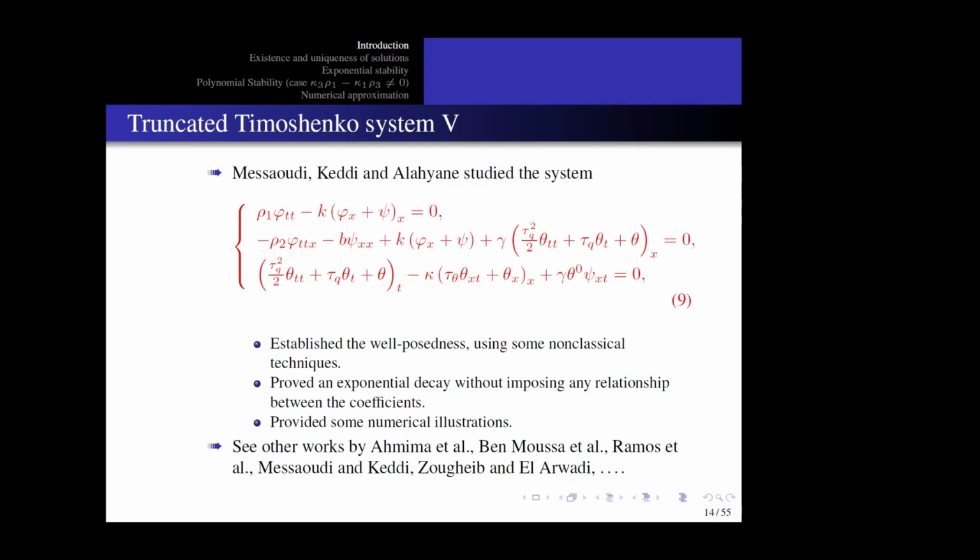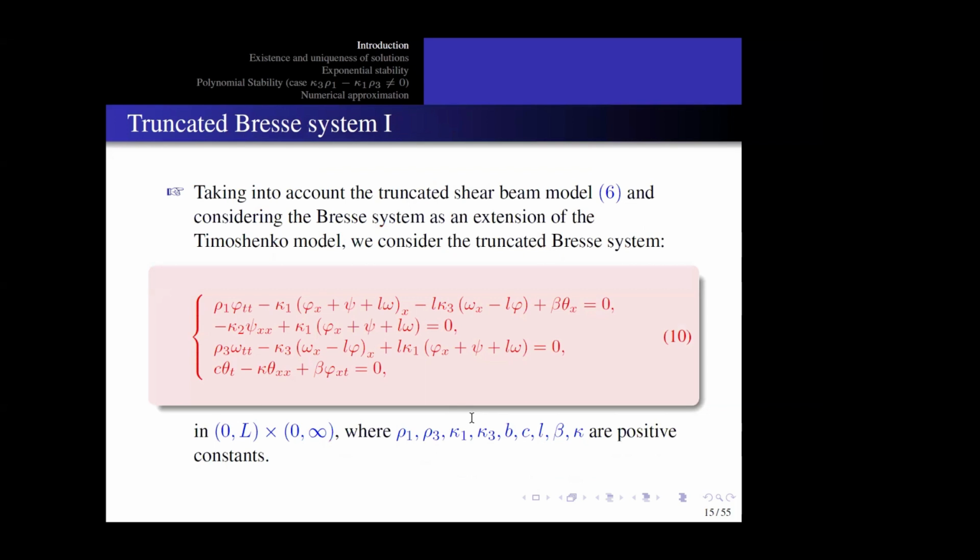Now, motivated by this truncation, this is called the truncated Timoshenko system. Motivated by this, and considering Bresse to be an extension of Timoshenko, we try to consider now this shear or truncated Bresse system.